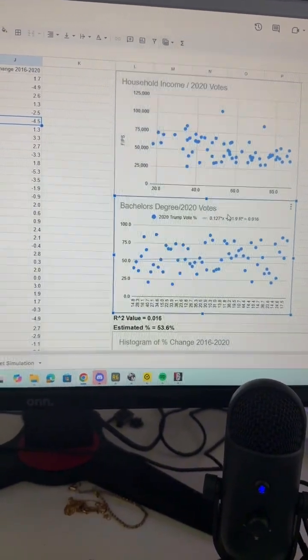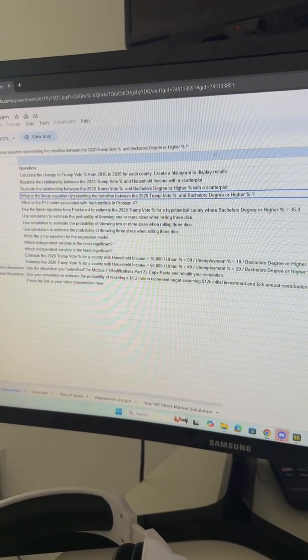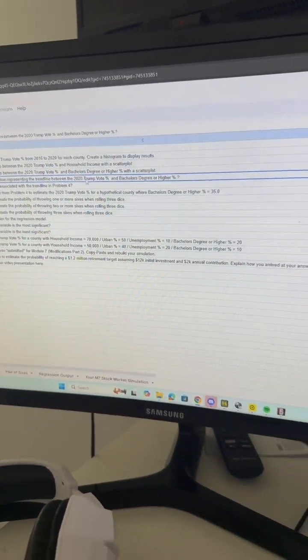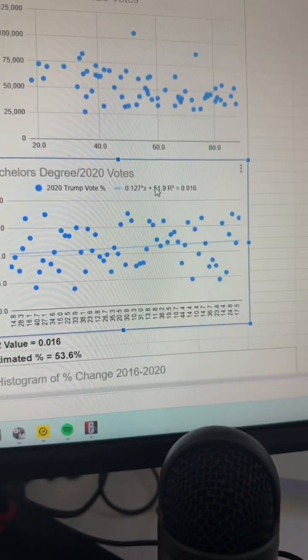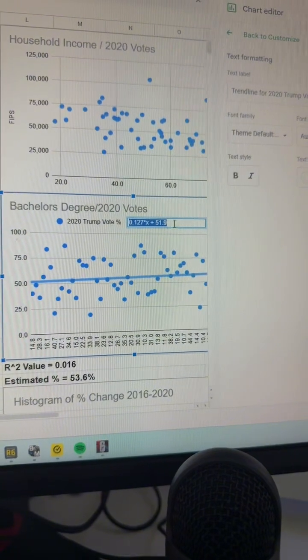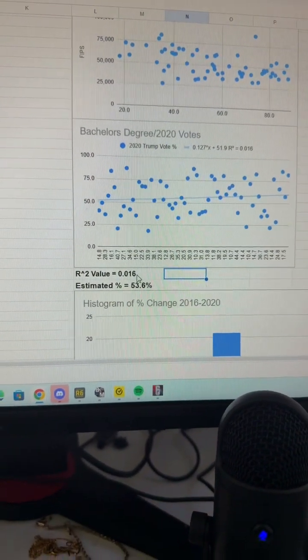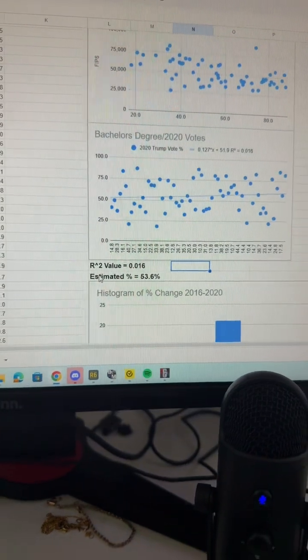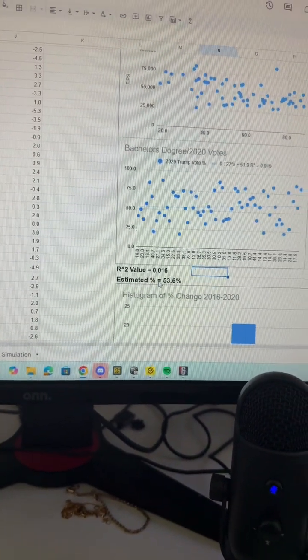And then I also have the linear equation representing the trend line. I have the equation right here. This is the equation. And then I have the R2 value to go along with it, which is 0.016. And then the estimated percent is also right here.